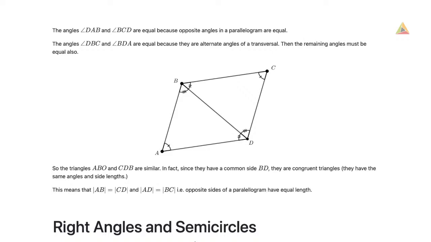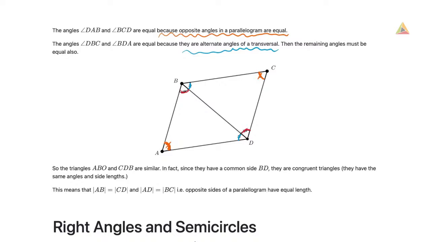Okay, so the angles DAB, which is this angle here, and the angle BCD, which is this angle here, are equal, and the reason is because we just talked about it, that opposite angles in a parallelogram are equal. Also the angle DBC, this angle here, and the angle BDA, this angle here, are also equal because they are alternate angles of a transversal. So that means that the remaining angles must also be equal. I'm just going to highlight them. So this angle must be equal to this angle.